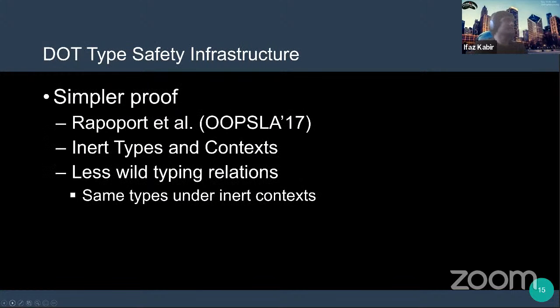So let's talk about the Dot type safety infrastructure. I'm going to be talking about our OOPSLA 2017 type safety infrastructure, which relies on inert types and inert contexts. One of the main things we use for inert types is less wild typing relations, and then we show that it produces the same types when you're in an inert context.